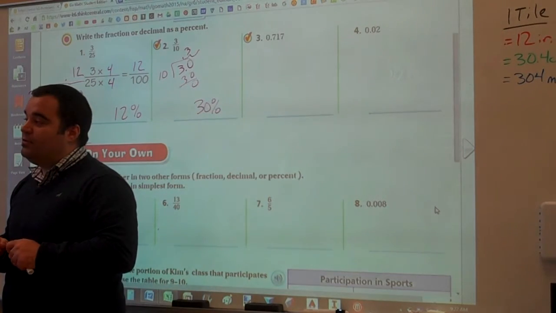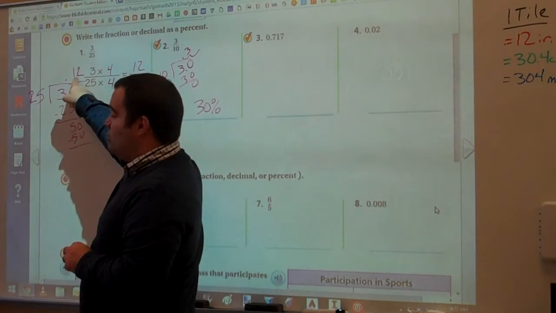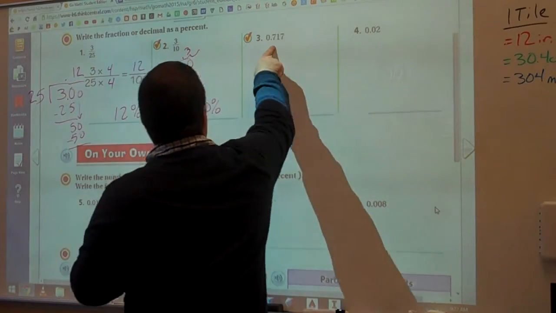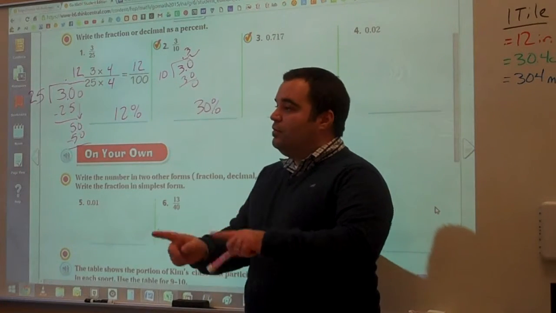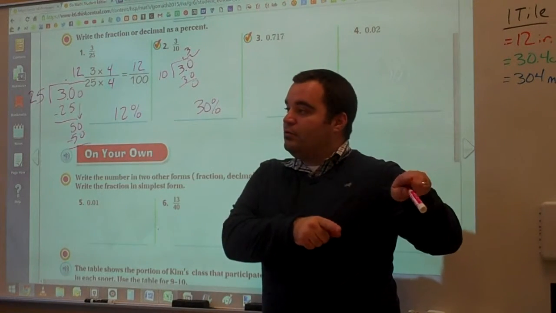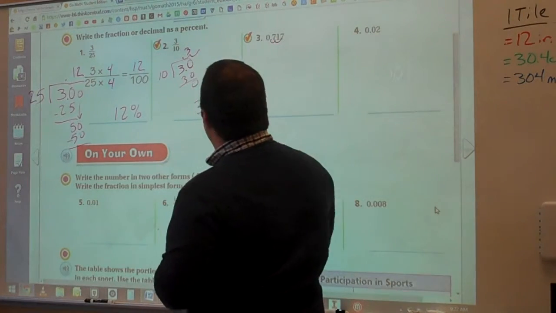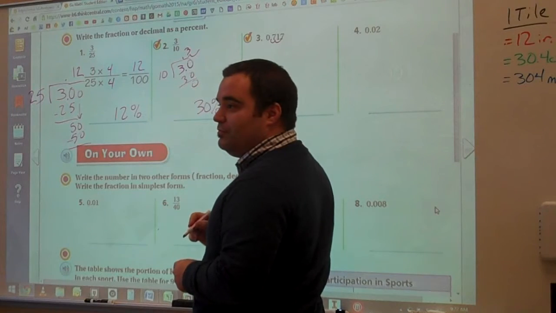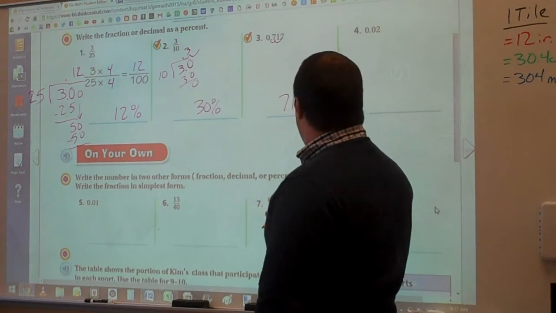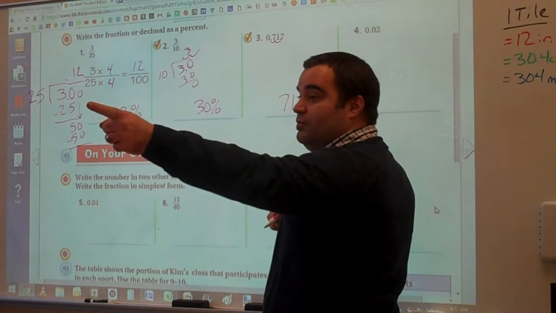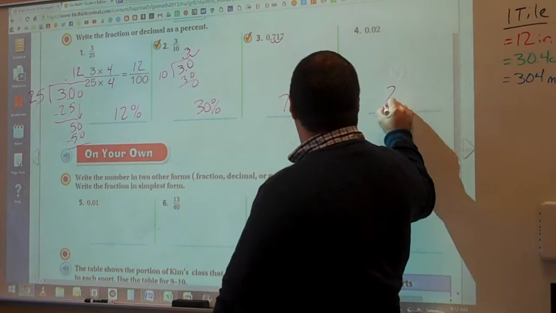How did I do number 3? Because it's a decimal. If you have a decimal already, what are you going to do? To the right. So you get 7.7%. And what did you get for number 4? 0.02. 2%.